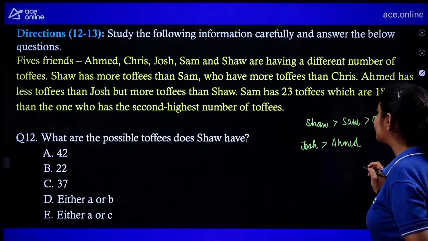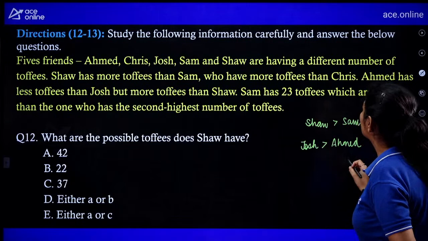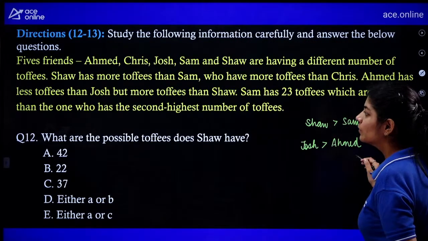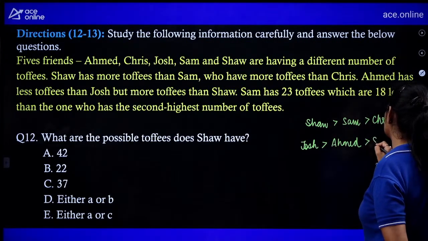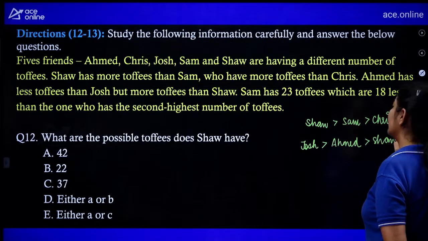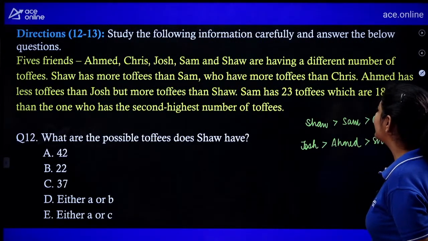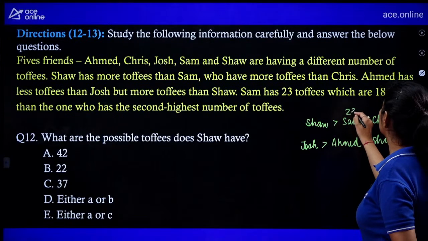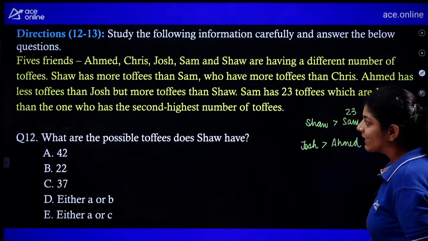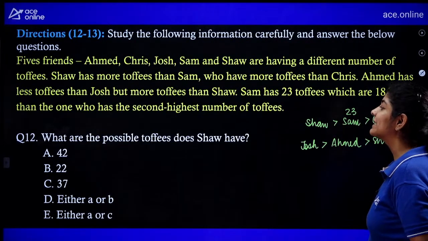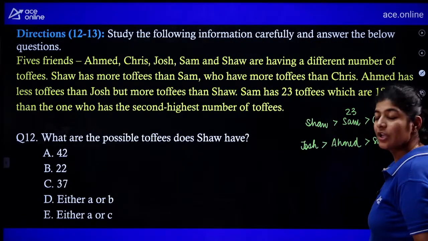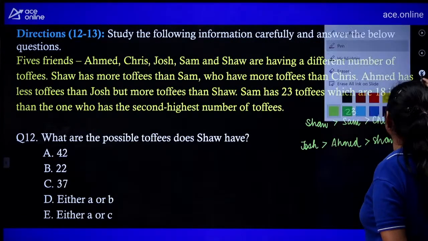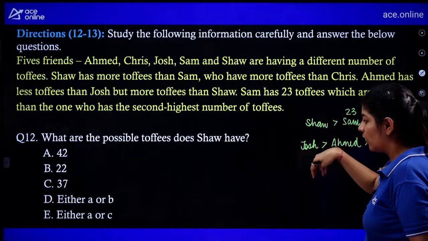But more toffees than Shaw. Wait. Ahmed has less toffees but more than Shaw. Okay. Sam has 23 toffees, which are 18 less than the one who is having the second highest number of toffees. So first what we will do, we just simply arrange them in the descending order, right?